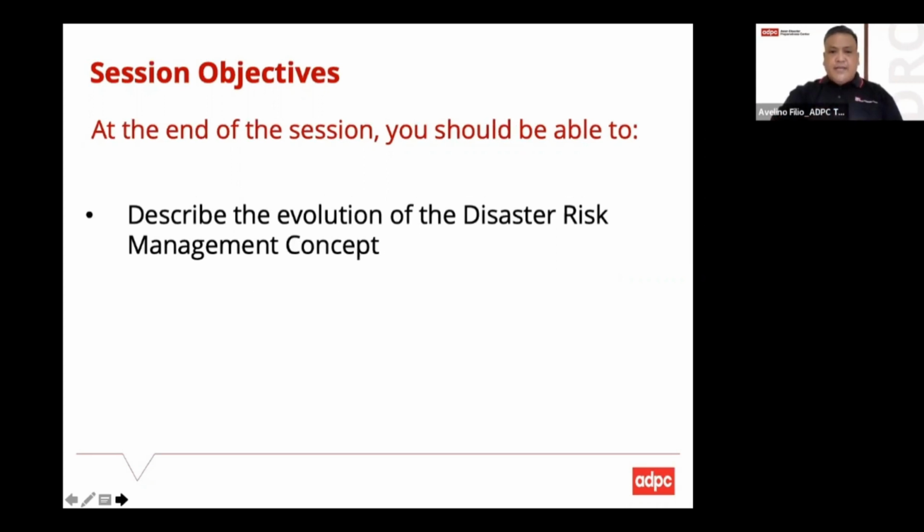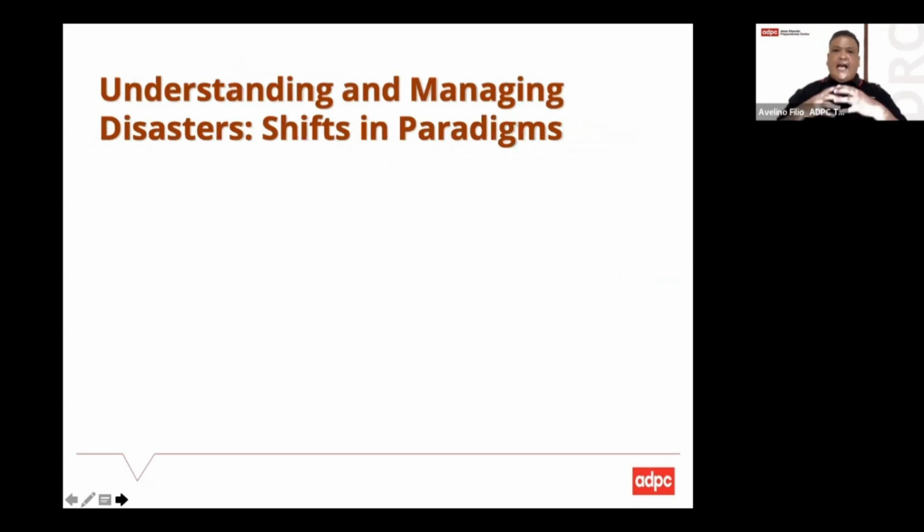So for the first objective, describe the evolution of the disaster risk management concept, we'll start with understanding and managing disaster, the shift in paradigm. So first, when disaster happens, we always say there's nothing we can do about it. It's an act of God. So whether it's an earthquake, a cyclone, or a flood, there's a certain level of resignation to the fate that there's really nothing we can do about it.